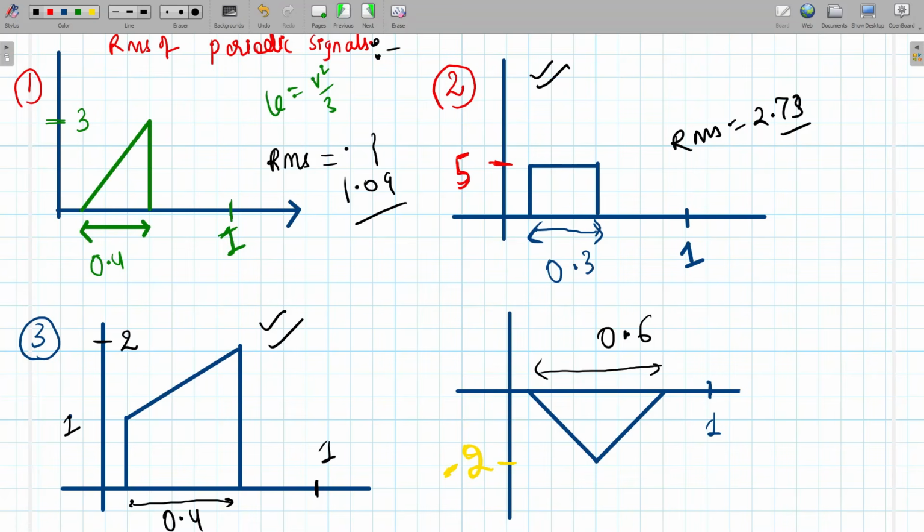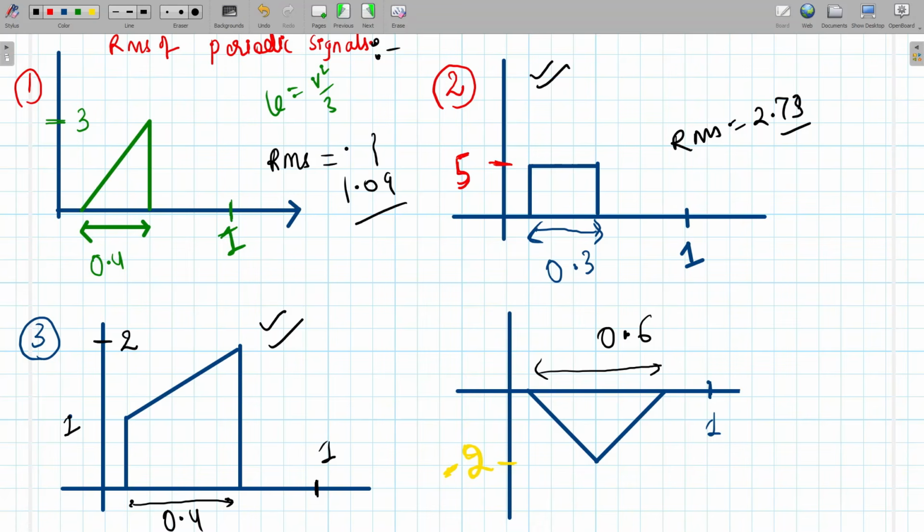Third one: 1 square plus 4 plus 4, divide by 3, into 0.4, root over 1.09 also. You try once, maybe some calculation mistake you have done.